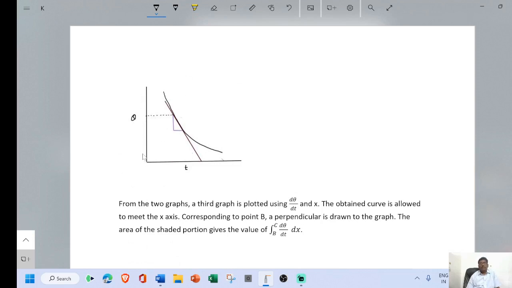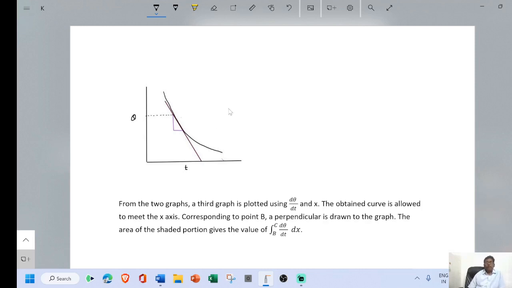The y-axis indicates theta, different temperature values. The x-axis provides the time interval. If you see the curve, it is a decay curve. For a particular theta value, a tangent is drawn. For the given theta, you may get d theta by dt.